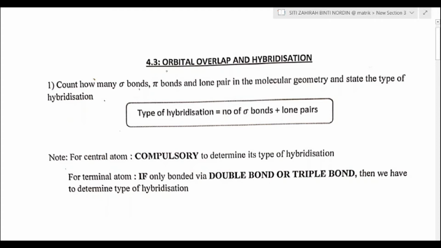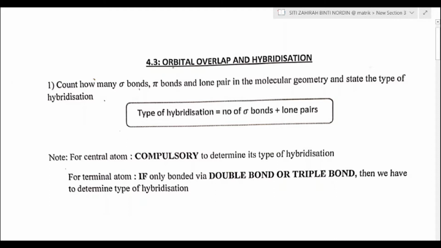Moving on to 4.3, orbital overlap and hybridization. The minimum mark for this subtopic is 7 marks. Remember that when I said if you got your Lewis structure or molecular geometry wrong, then you've got the whole question wrong. So you need to be careful when you are doing this question of orbital overlap and hybridization.